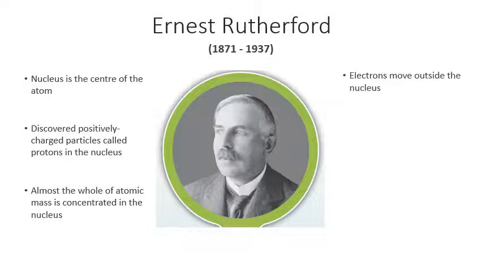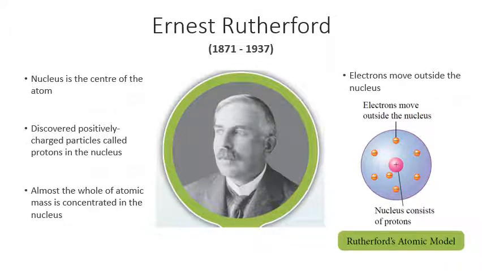The third atomic model is from Ernest Rutherford, 1871 to 1937. He said the nucleus is the center of the atom. He discovered positively charged particles called protons in the nucleus. Almost the whole of the atomic mass is concentrated in the nucleus. Electrons move outside the nucleus. Here is the model: the orange ones are electrons that move outside the nucleus, and the pink one is the nucleus consisting of protons. This is Rutherford's atomic model. We can say that he found the proton.